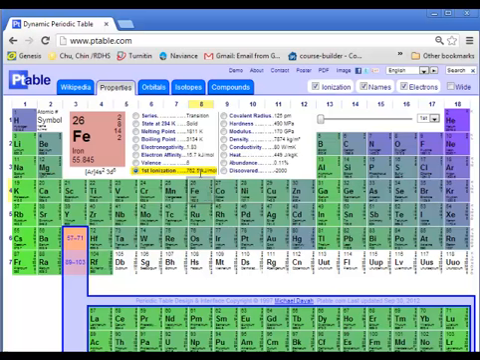The first ionization energy, the energy it takes to remove the first valence electron, for this element is 762.5 kilojoules per mole. So now we can take a look at it.